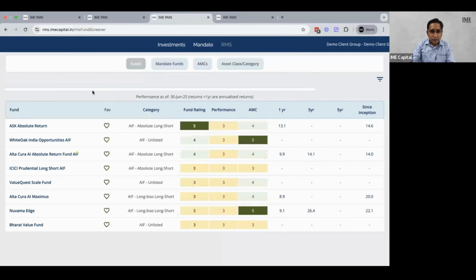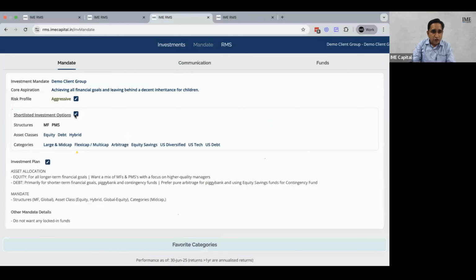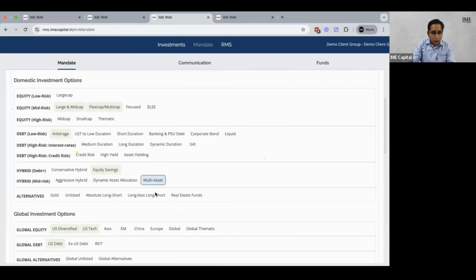As part of our investment mandate process, we sit and take investors through each of the different options that exist. Very often we've noticed investors may not be aware that there's something called absolute long short and the relevance that may have for a lower risk portfolio. They may not have understood that an arbitrage fund is really as safe as a short duration debt fund or bank fixed deposit. They may not have understood that equity savings can be looked at in a particular way.